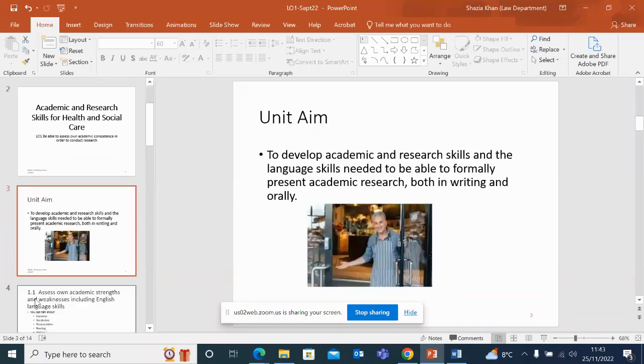Okay, so the unit aim today is to look at developing academic and research skills and language skills needed to be able to formally present some academic research, both in writing and orally. And like you said, Farida, presentations are really important, aren't they? Because you should be able to talk professionally, present your argument, and identify what you want to put across to the person. So presentations are very, very important, and then writing as well.